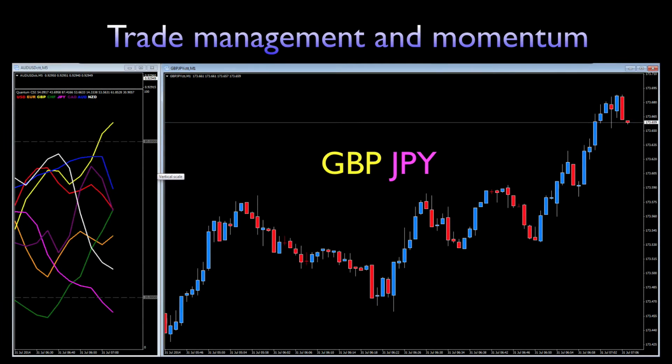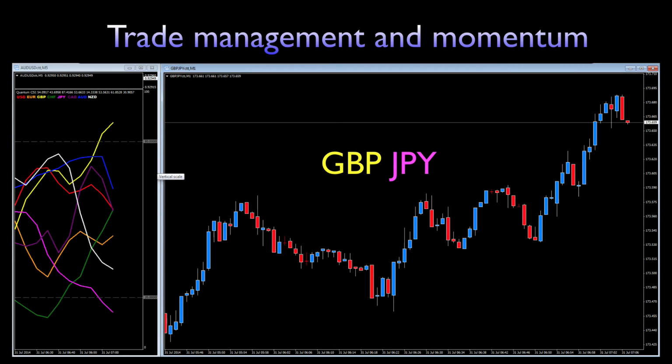In this video, I'd like to introduce two other applications, two concepts that you can apply to the currency strength indicator to help you in your trading. The first of these is what I call trade management, and the second is really to get a sense of the momentum of any move using the quantum currency strength indicator. So let's start with the first of these, trade management.